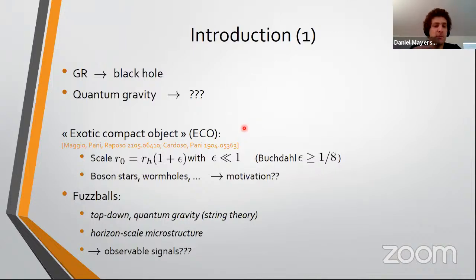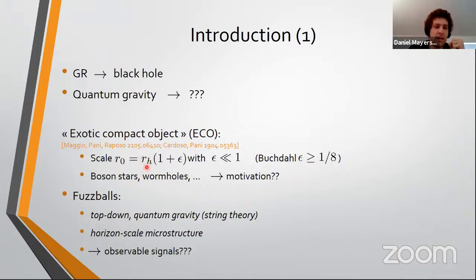Typically, what people do to model this, to understand what the observable consequences might be, is introduce something called an exotic compact object, or an echo. This exotic compact object has to be something where you've replaced the black hole of a given mass by something else, which is a little bit larger than the black hole might be.